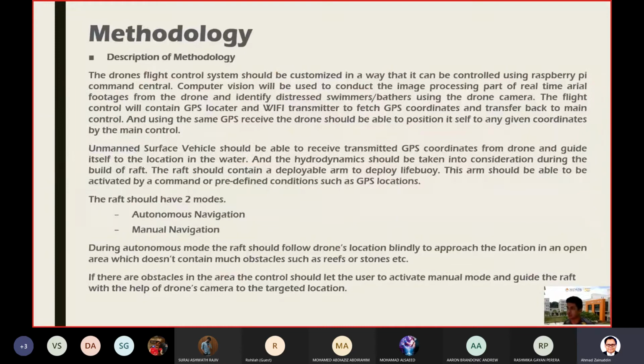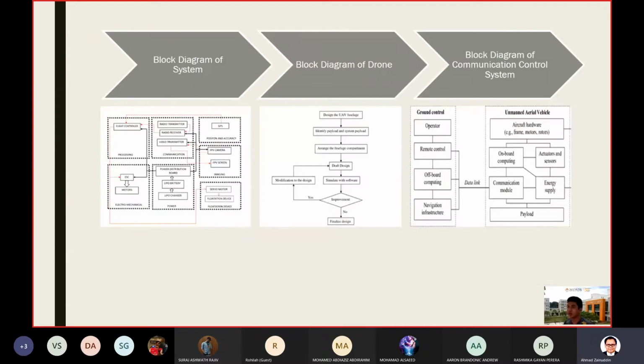So methodology: the drone flight control system should be customized in a way that I can directly access it from another Raspberry Pi or Arduino command central, in order to communicate with the USB that I'm preparing, and it should be able to send out GPS coordinates. Then the unmanned surface vehicle should be able to receive the transmitted GPS coordinates from the drone, guide itself to the location in the water, and deploy itself. So the raft should have two modes, autonomous navigation and manual navigation.